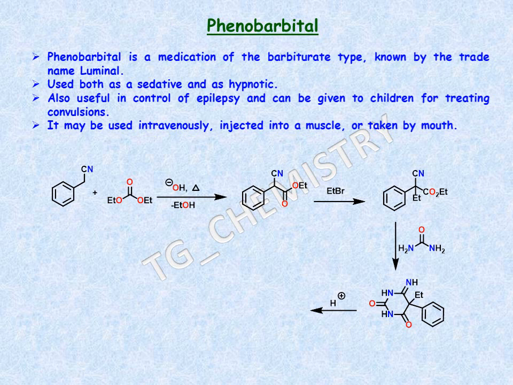And finally, this 4-amino derivative needs to be hydrolyzed in order to get the phenobarbital, and you can see this imine got hydrolyzed to the ketone here, giving the final molecule phenobarbital as the synthetic product.